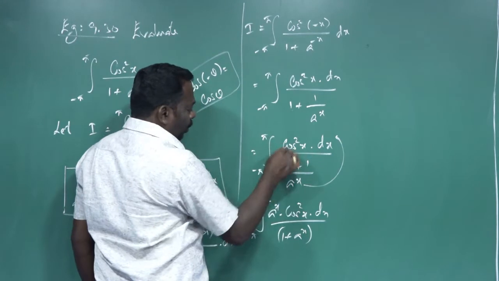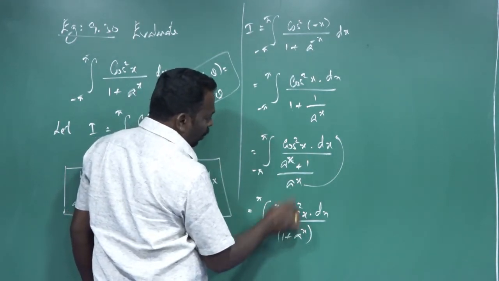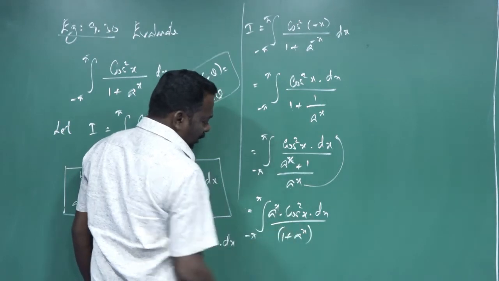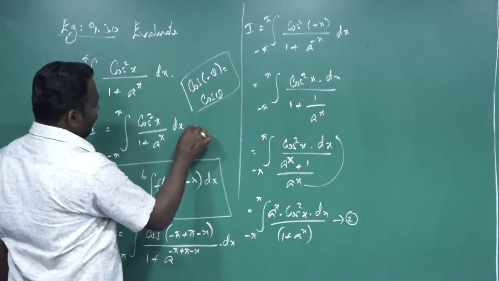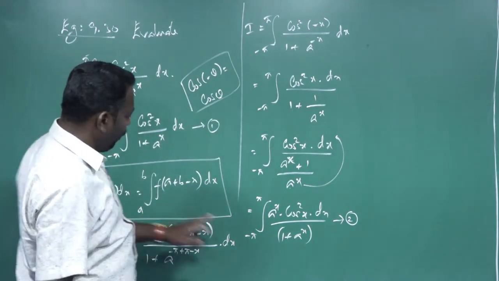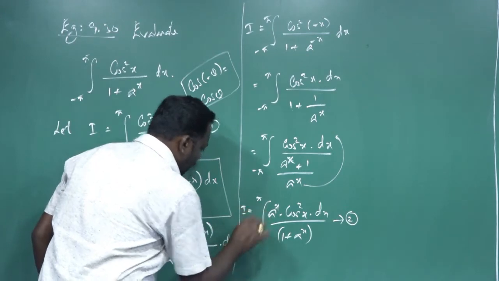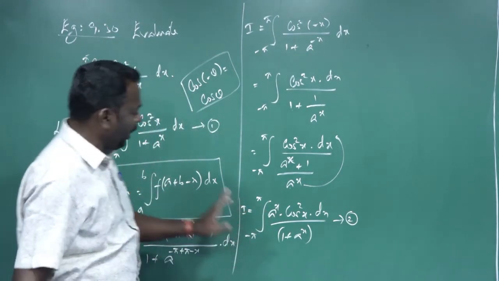The a power comes in the numerator: the integral from minus pi/2 to plus pi/2 of a^x cos²x dx. This is equation 2. We consider the given equation as equation 1. The given equation equals I, and I is also defined by this second equation. Now adding the first equation and the second equation.